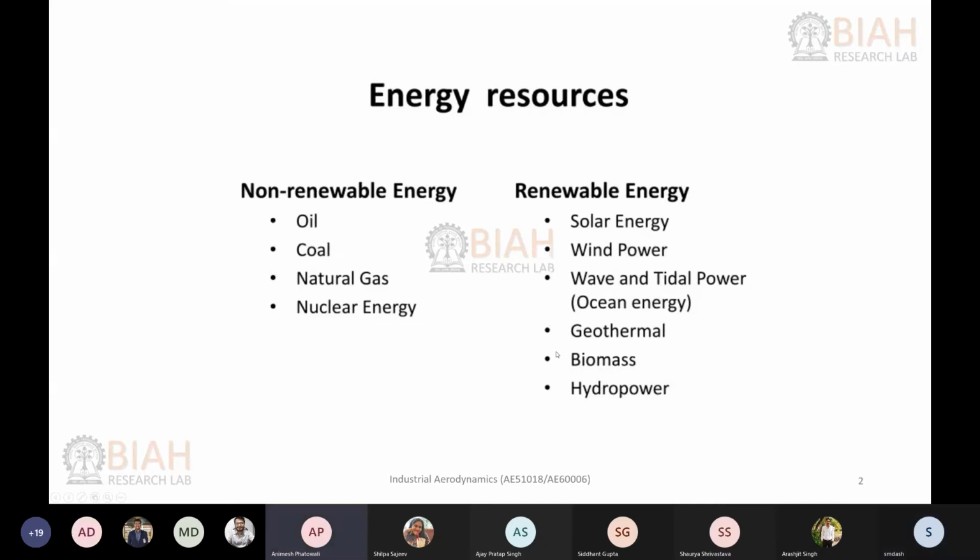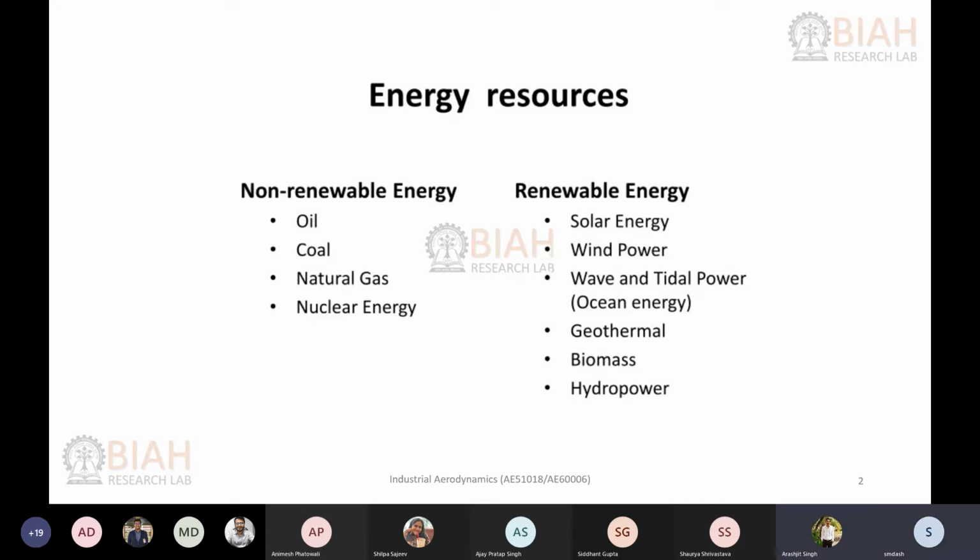Renewable energy is unlimitedly provided to us, and non-renewable is limited or takes a very large amount of time to get renewed. Okay. Any other response? Renewable, we can use them again and again.